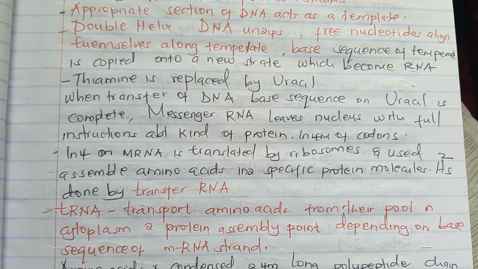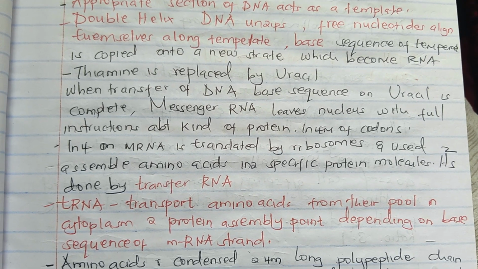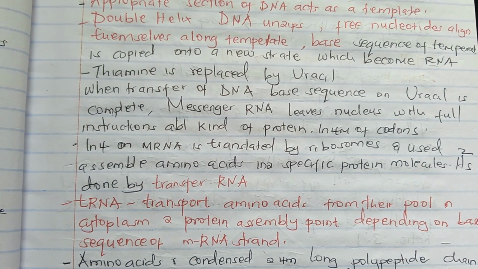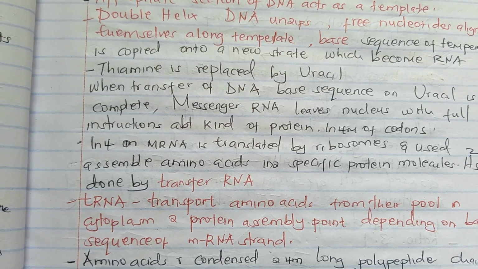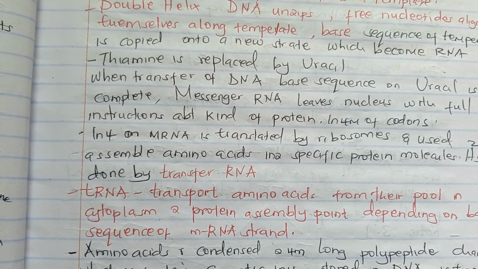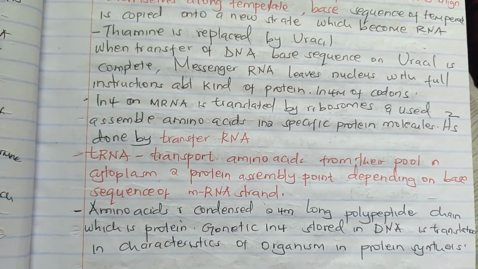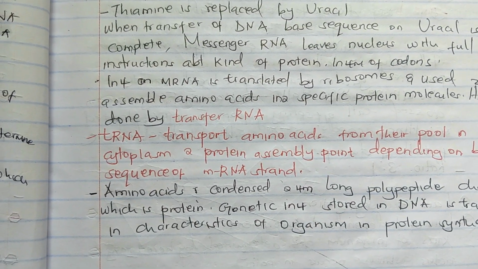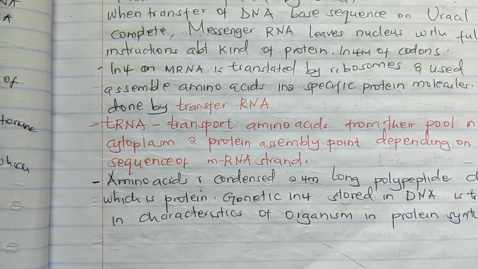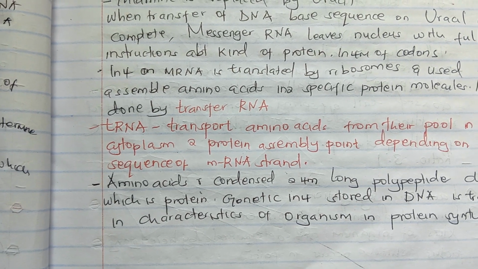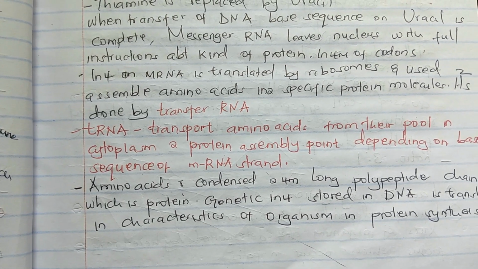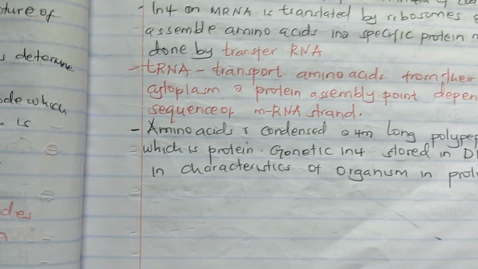After that, messenger RNA leaves the nucleus with full information or instructions about the kind of proteins that is needed, and then it goes into the ribosomes with that information, and it is translated by the ribosome, and then it is used to assemble the amino acids that are needed. That assembling is done by a transfer RNA. Transfer RNA transports amino acids from the pool in the cytoplasm to the protein assembly point, depending on the sequence of the messenger RNA. Amino acids are condensed to form long polypeptide chains, and therefore genetic information is stored there.